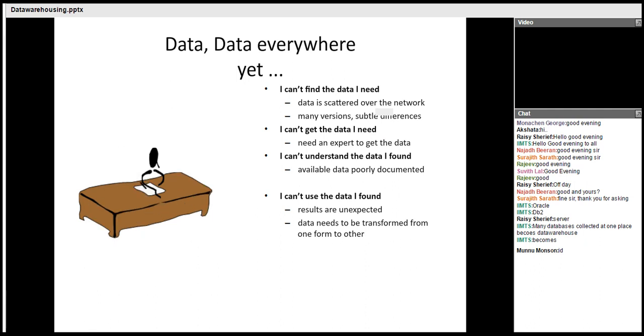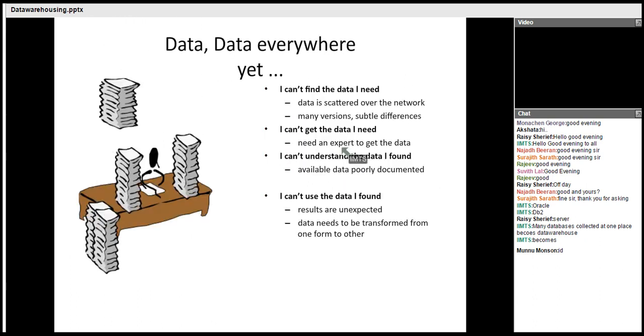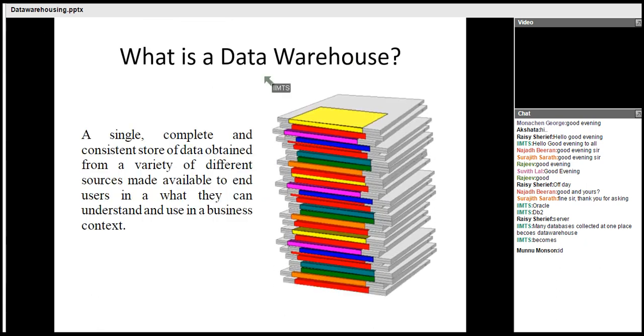So the producer requires specific information. He requires: who are my customers and what products are they buying? So he requires the specific information, but the data is not specific. Data is mixed. Data is scattered. So what is the solution?